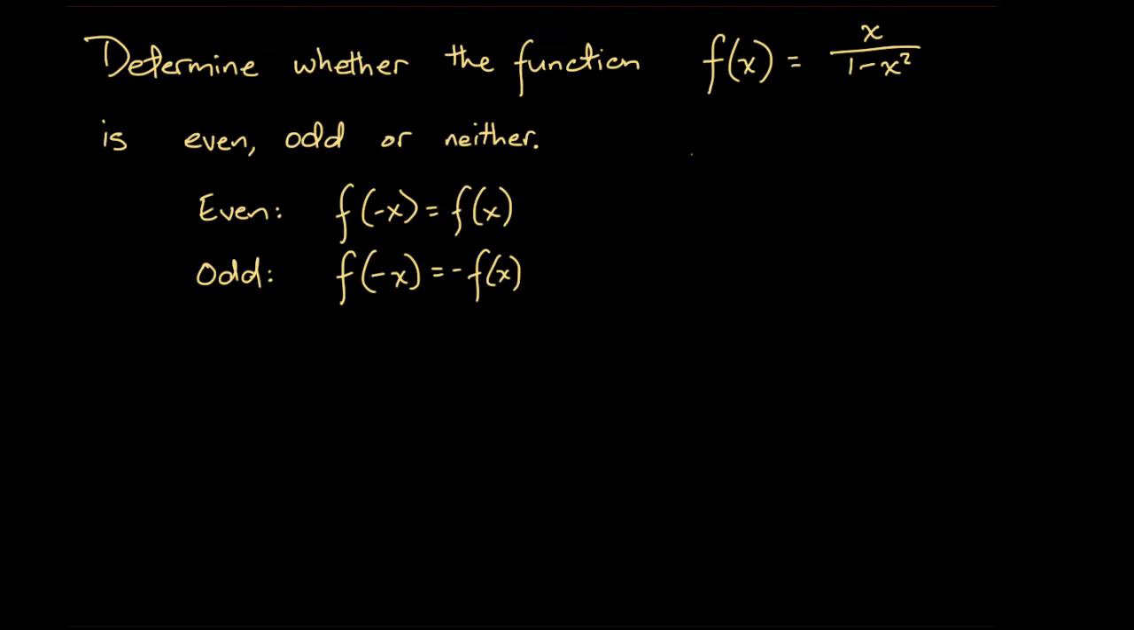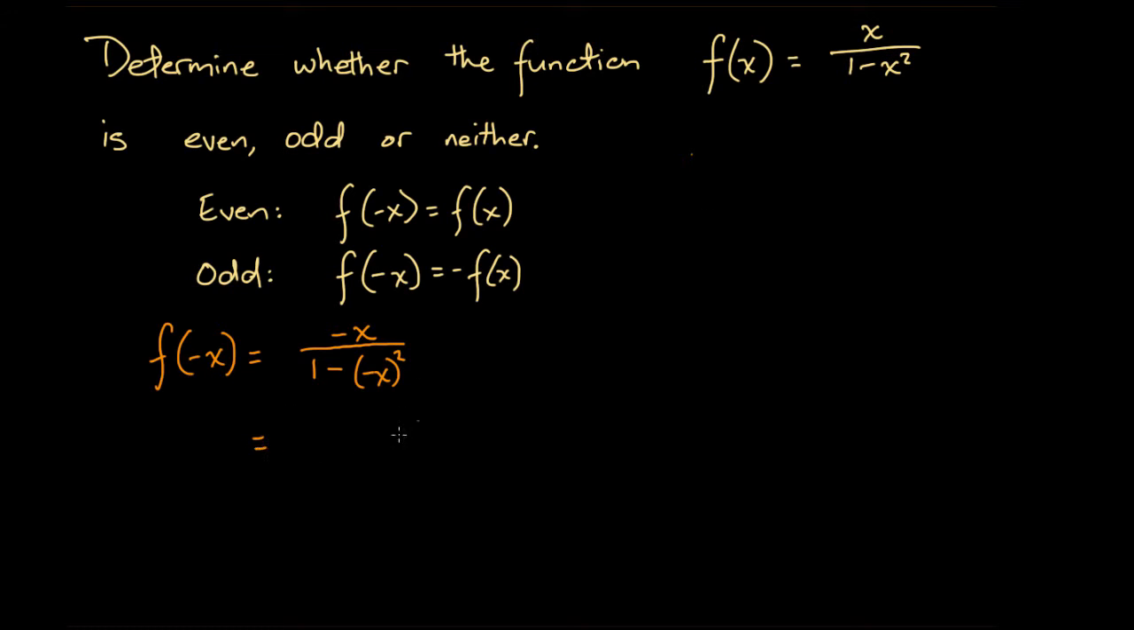So the easiest way to figure out whether this function is even or odd or neither is to consider f of minus x, or negative x, and then to evaluate it. So here, whenever we see an x, we're going to replace that with a negative x, and then we're going to simplify it. So here f of negative x equals, well, we have an x here, so we're going to write negative x, and then all over 1 minus, we've got another x here, so we'll say negative x squared.